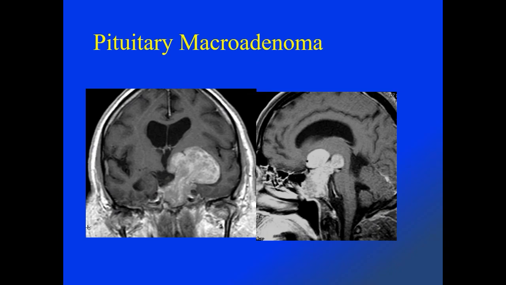T1 post-contrast coronal and sagittal images demonstrate a large sellar and suprasellar mass with lobulated contour extending cranially, causing compression of the left basal forebrain and medial aspect of left temporal lobe. This represents a very large pituitary macroadenoma.